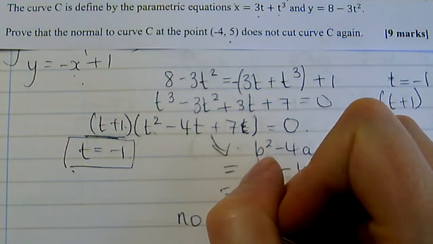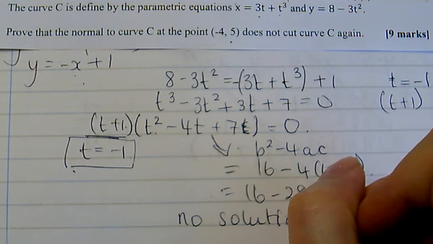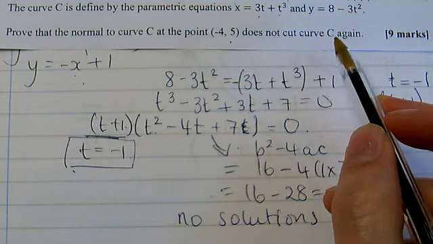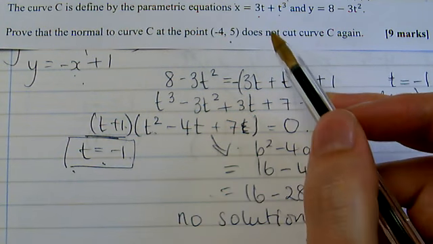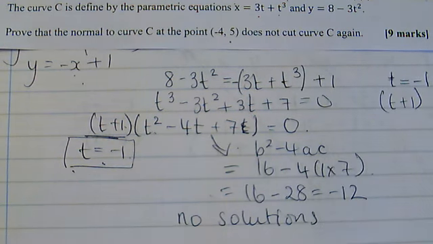So as this has no solutions, the only place where the curve and the normal cross is at t equals minus 1. So we can deduce that it doesn't cross the curve again. And we should write that down.